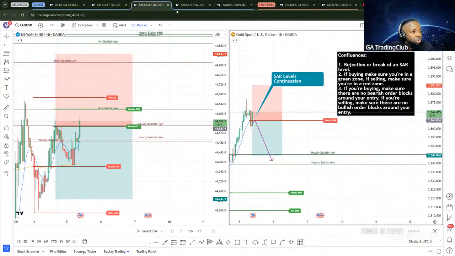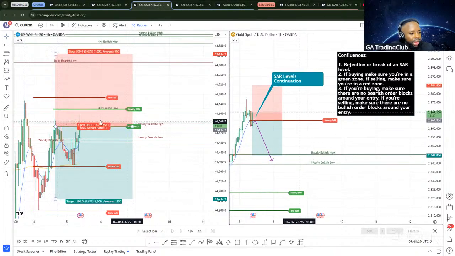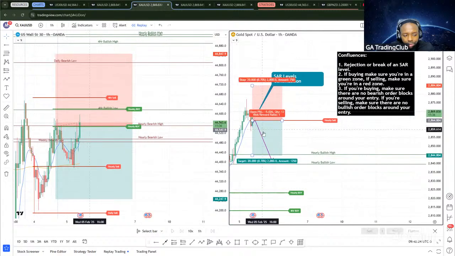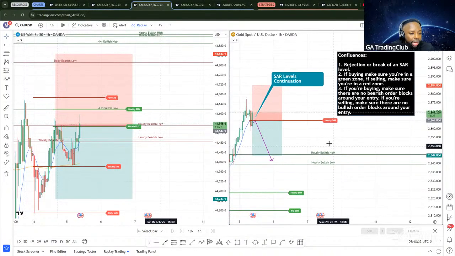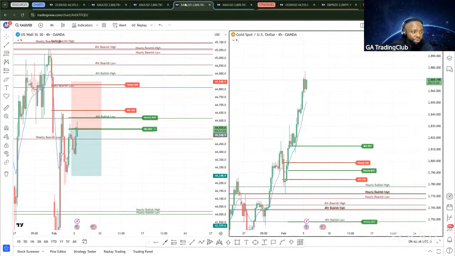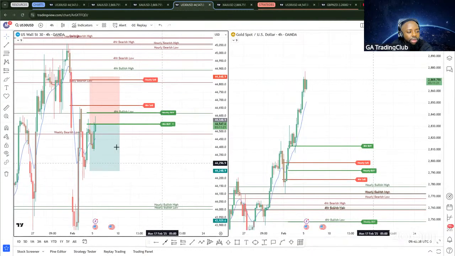Now, this is the hourly time frame. Currently on the hourly time frame, remember, I'm looking mostly for the rejection entries. I'm not interested in these break and continuation entries. So nothing for US 30 for a rejection, and nothing for gold for a rejection on the hourly time frame. When we come into the 4-hour time frame, same thing.